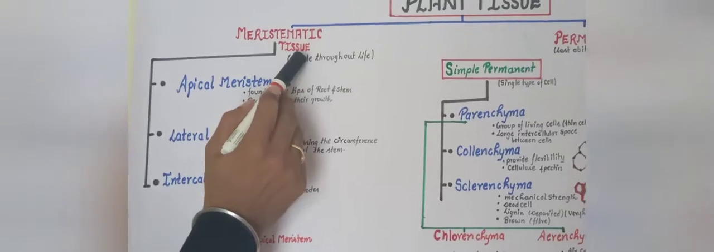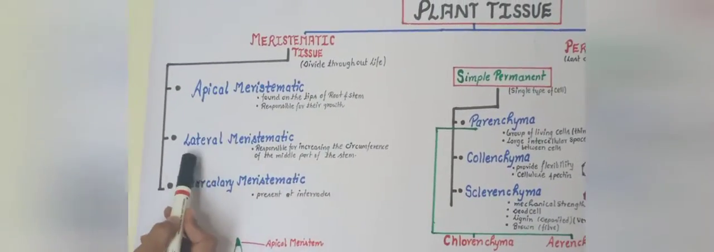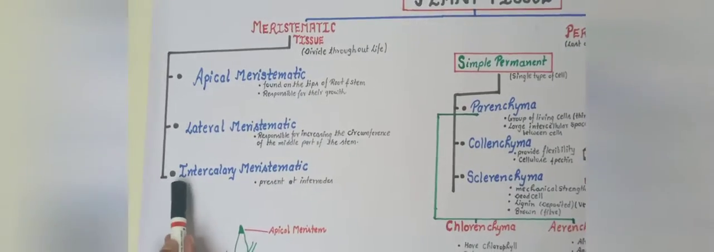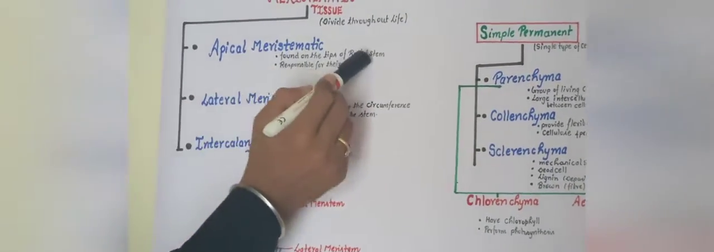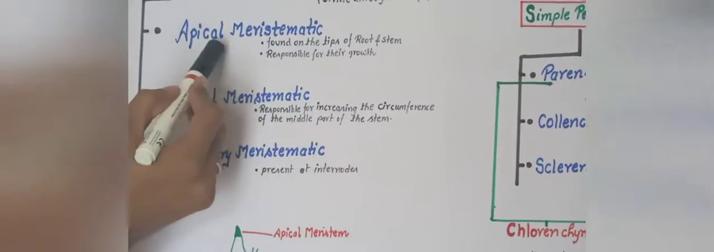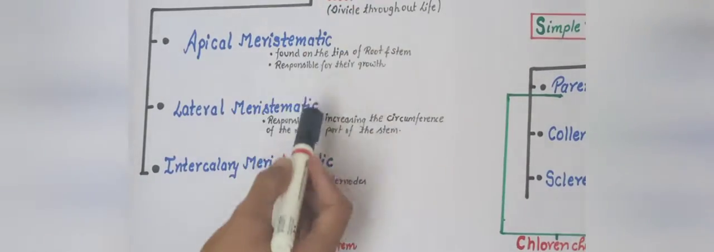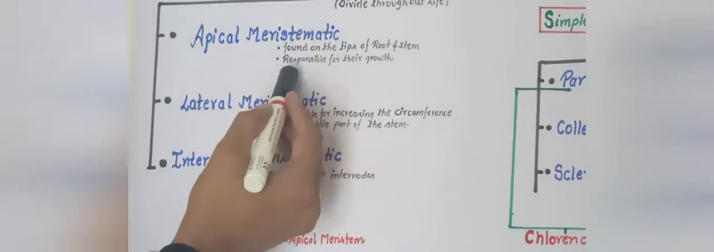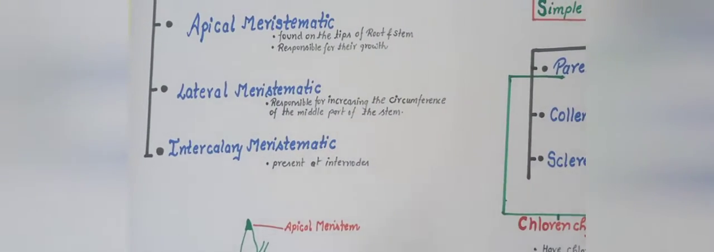Meristematic tissue is of three types. Number one, apical meristematic. Number two, lateral meristematic. And number three, intercalary meristematic. Number one, apical meristematic tissue. Apical means top. So this tissue is found on the tips of root and stem, and according to its work, it is responsible for the growth of root and stem of the plant.